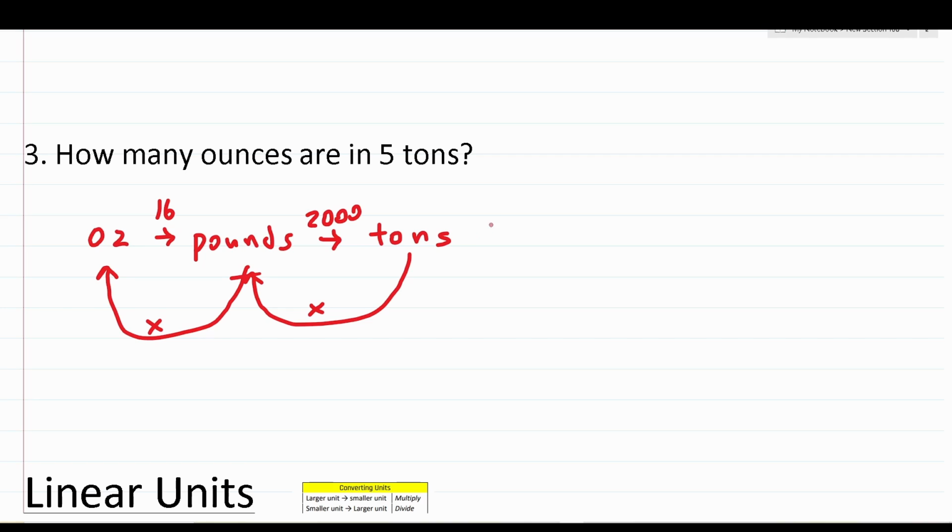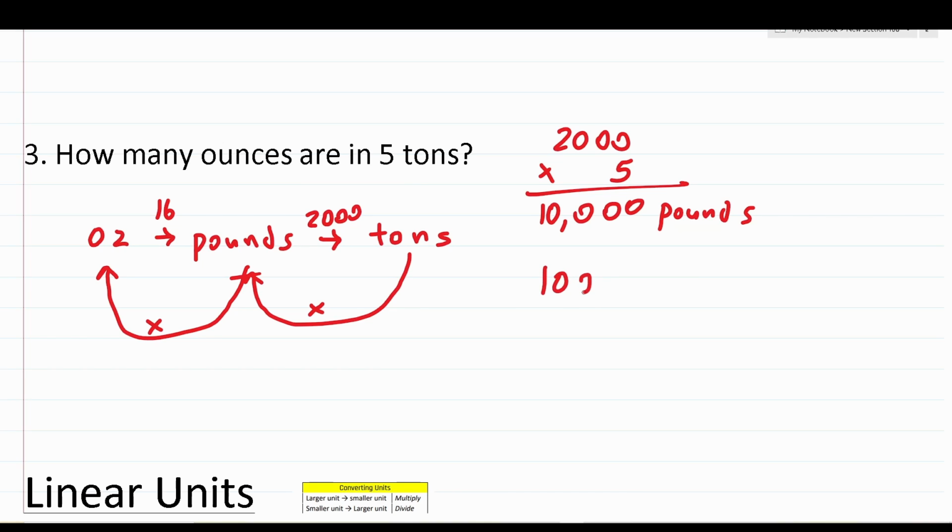So let's go ahead and get started. Again, we're converting tons all the way into ounces. So let's start by doing 2,000 times 5. 0 times 5 is 0, 0 times 5 is 0, 0 times 5 is 0, 5 times 2 is 10. So 5 tons is the same thing as 10,000 pounds. Of course, we want to convert tons to ounces, not pounds. So we're going to take our 10,000 pounds and multiply that by 16 to get ounces. So let's multiply this by 16.